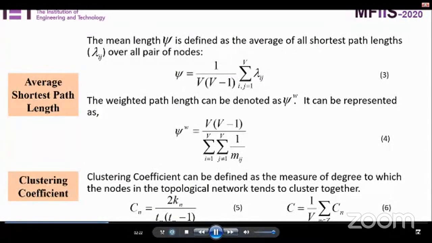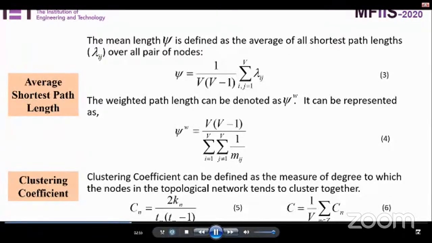Practically, it is always preferable to transmit power through the shortest path to minimize the transmission loss as well as cost. Therefore, average shortest path length is considered as an essential characteristic of complex power theory. Average path length of a network is defined as the average of all the smallest distances between nodes. This can be represented in equation 3, and the weighted path length is represented by equation number 4.